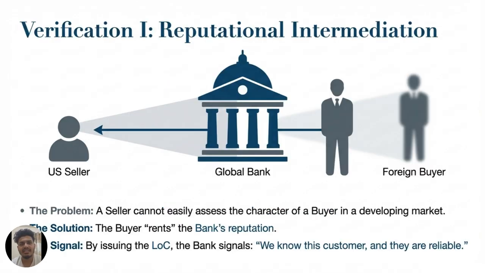So next, following the verification process, let's look at the intermediary. Think of the first layer as lending reputation. A seller in Ohio can't easily check the character of a buyer in a developing market, but the local bank knows them, because they are in the same country or region. By issuing the letter of credit, the bank signals to the world, we have vetted this buyer. They are reliable. The bank becomes the bridge between an unknown buyer and a nervous seller.